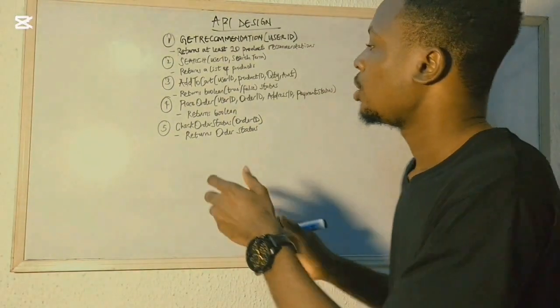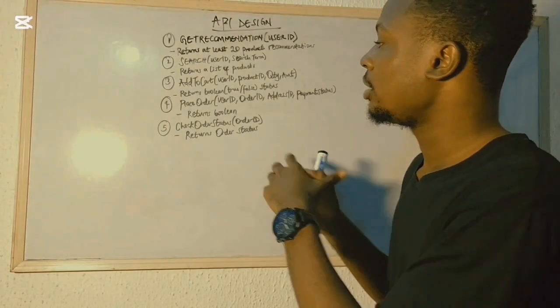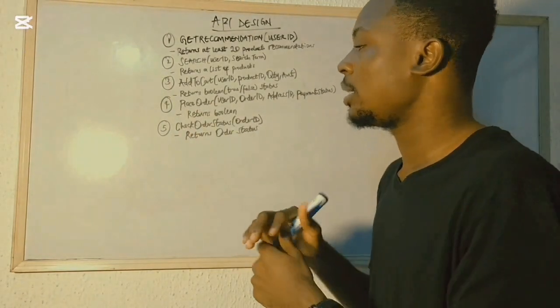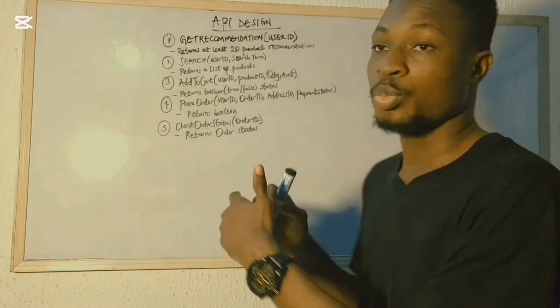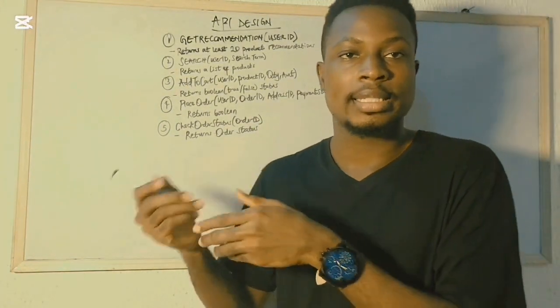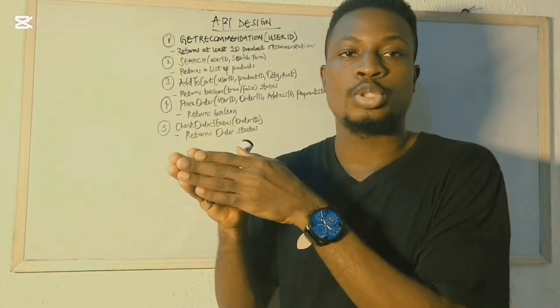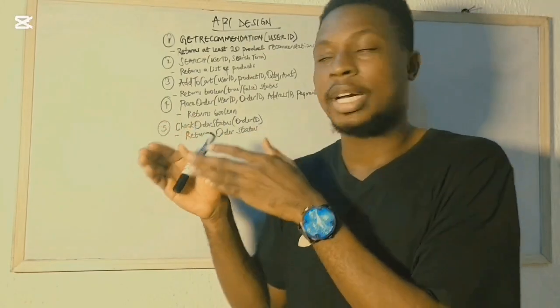So we are going to be also designing the place order functionality. For this endpoint to work, when you want to place an order after adding to your cart, when you want to actually buy what you've added to your cart.